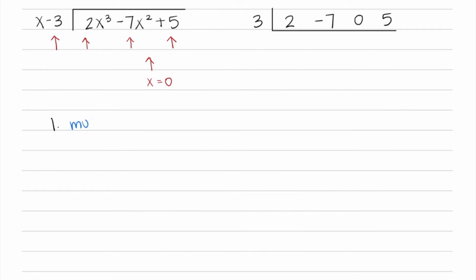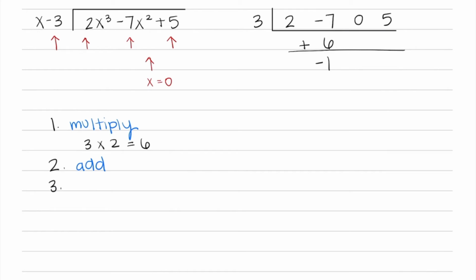Step 1 is to multiply. What we do is we multiply the divisor term by the first term in the dividend. So you have, in this case, 3 times 2, which equals 6. And we'll write it under the second term, under the negative 7 here. Step 2 is to add. You would take that negative 7 plus 6, negative 1.